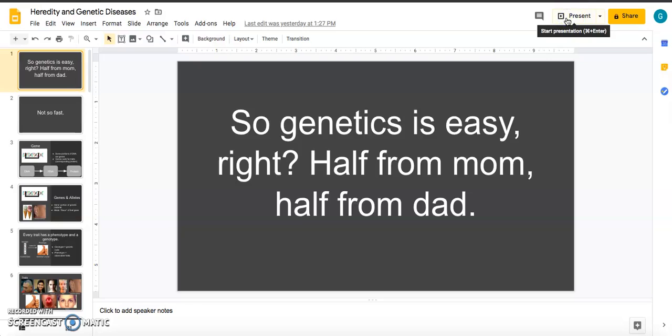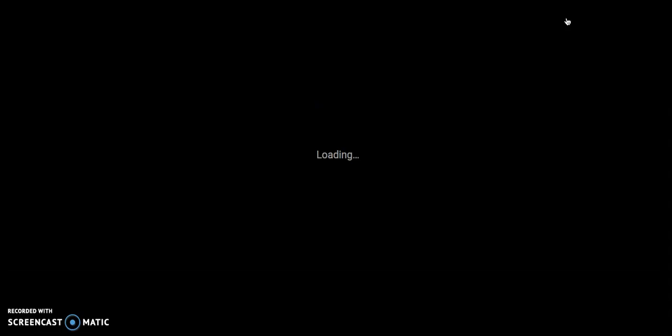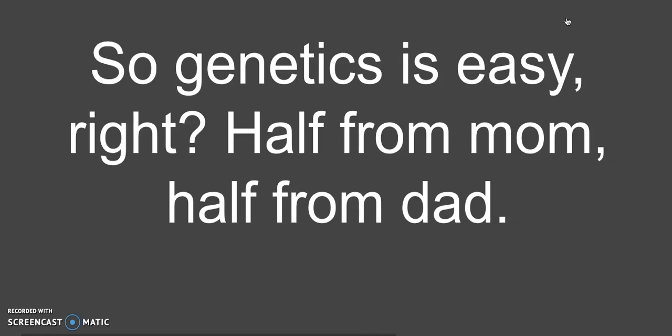So genetics is easy, right? Last week we talked about how you get half of your 46 chromosomes from your mother and the other half, the other 23, from your father. 22 sets of those chromosomes determine things like your hair color and your eye color, and if your hair is curly or straight, your skin tone, and what the shape of your fingers is.